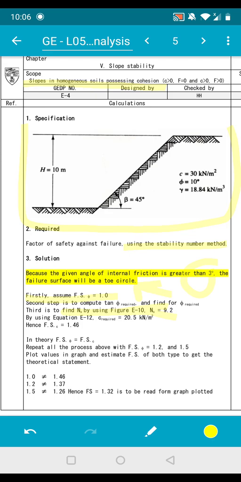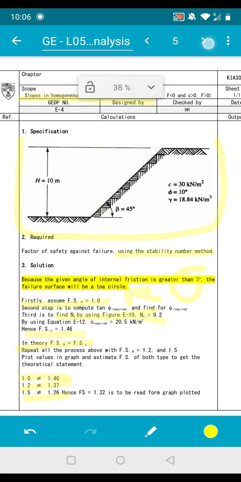So I assume Fs due to the internal friction is 1, and I calculate the factor of safety due to cohesion as 1.46, which is not the same. In theory, this should be the same, so I keep repeating the same procedure. I assume 1, I get 1.46. I assume 1.2, I get 1.37. I assume 1.5, I get 1.26. Still not the same. So next, what do I do? I make a shortcut.